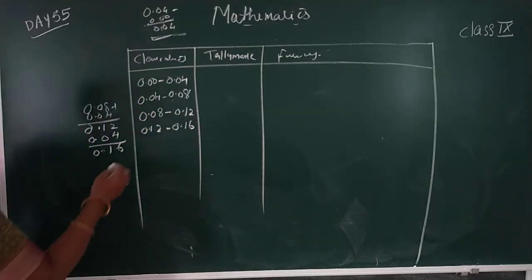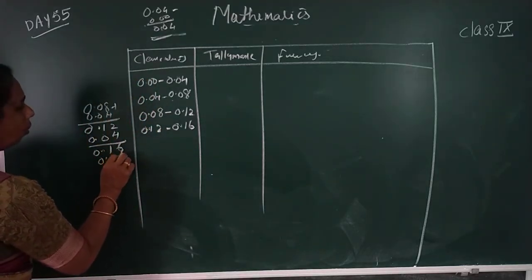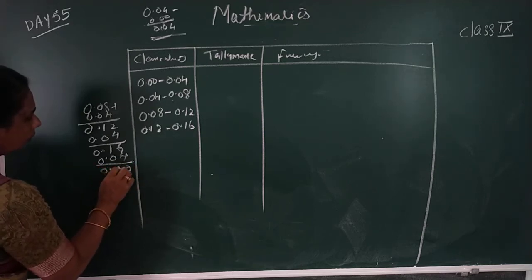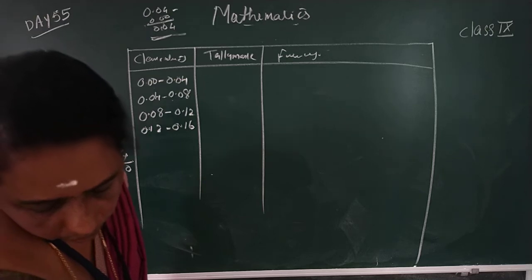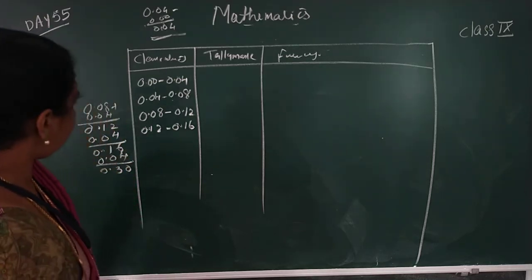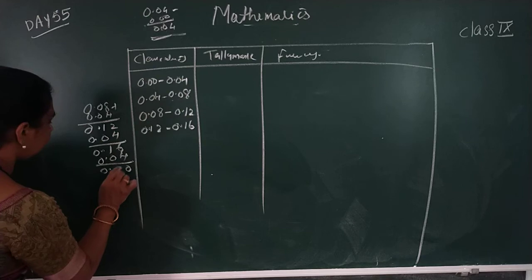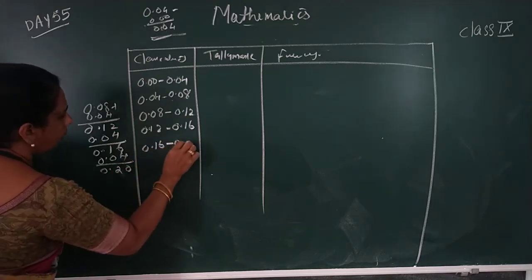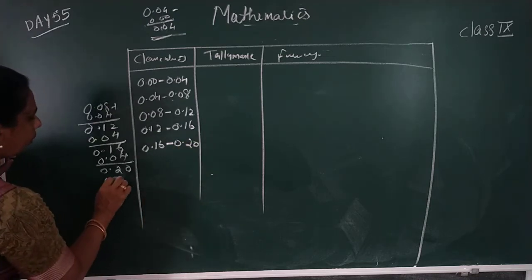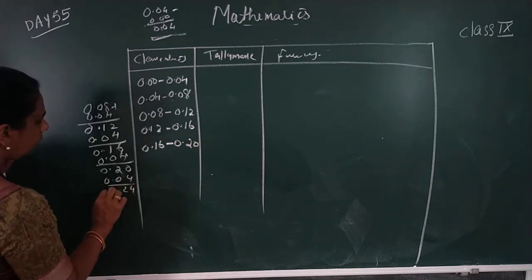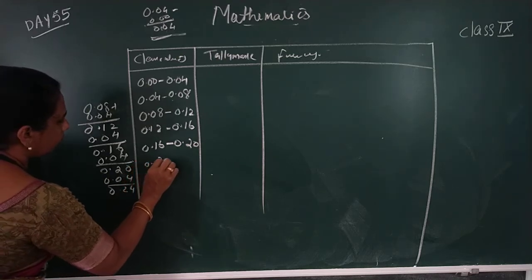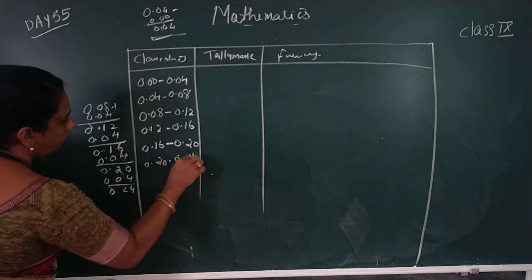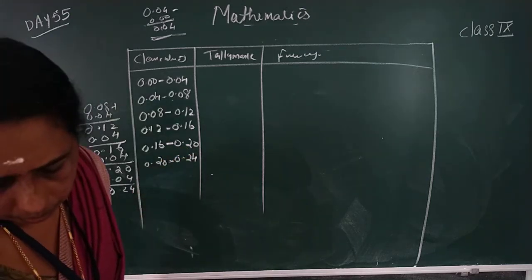Again 0.04, you get 0.20. Then 0.16 to 0.20. Again 0.04, you get 0.24. Okay, up to there.